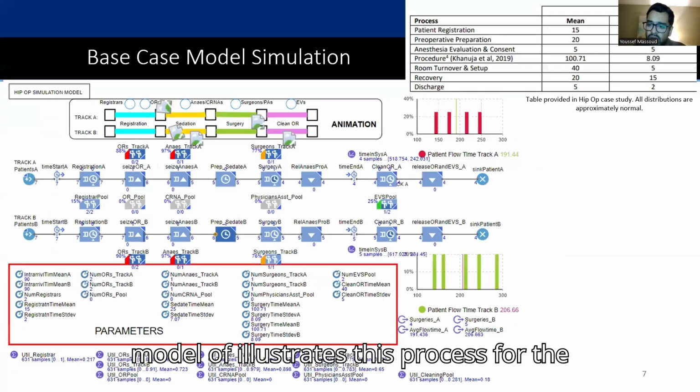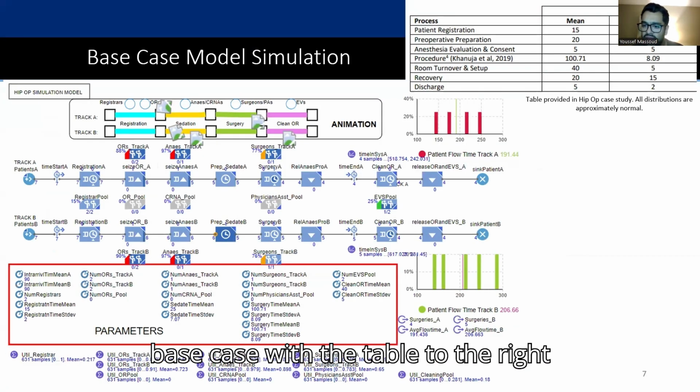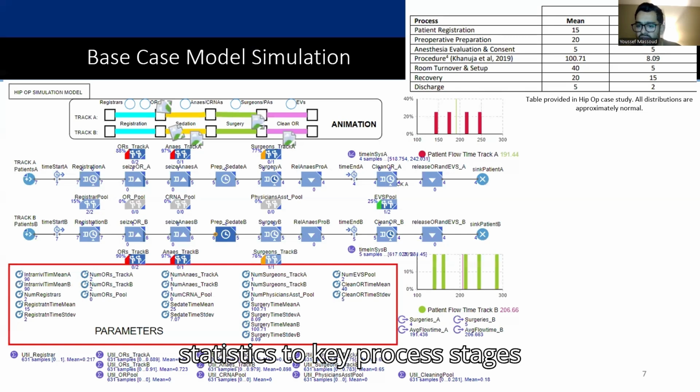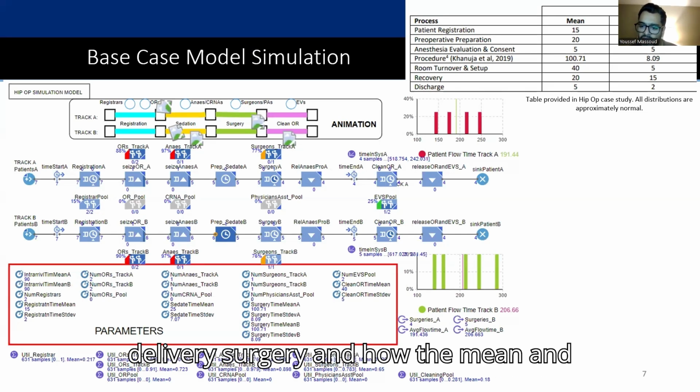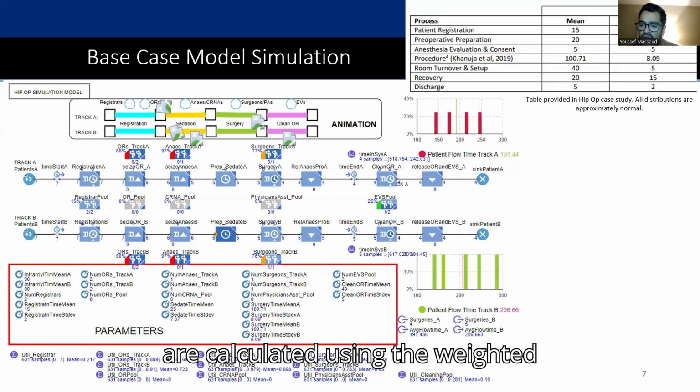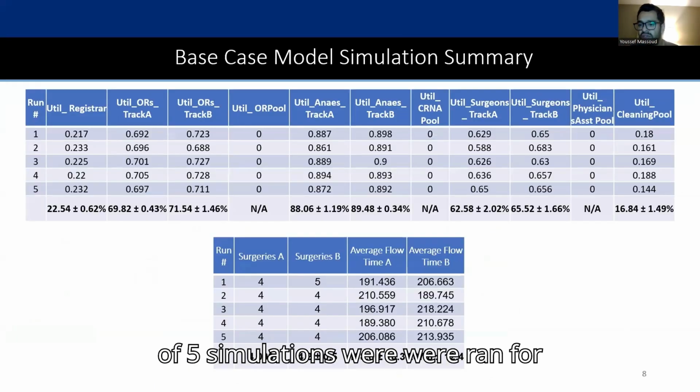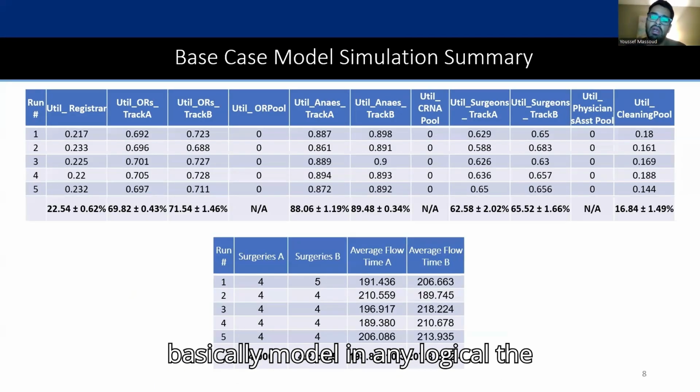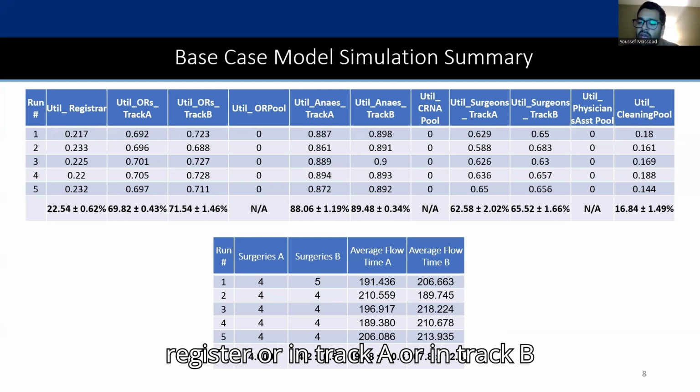The AnyLogic model above illustrates this process for the base case, with the table to the right summarizing the recent duration statistics for the key process stages, including registration, anesthesia, delivery, surgery, and housekeeping. Mean and standard deviation values for the procedure are calculated using the weighted averages and variances detailed in the table in the upper right-hand corner. A total of 5 simulations were run for the base case model in AnyLogic, with the summary statistics reported for the register, or in track A or in track B.